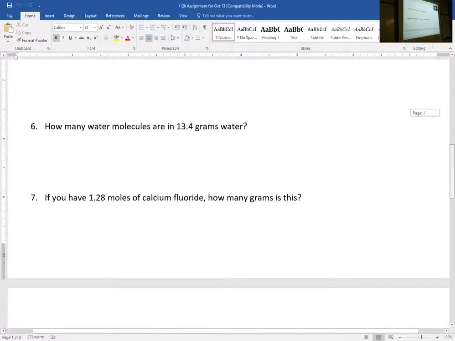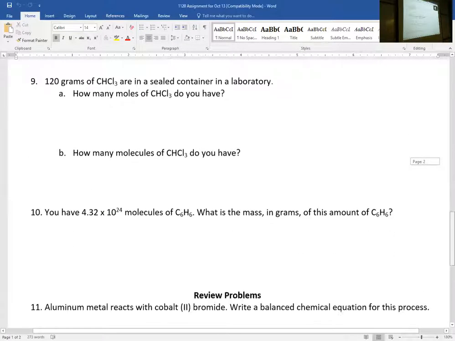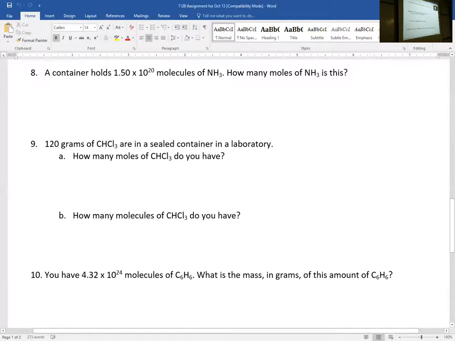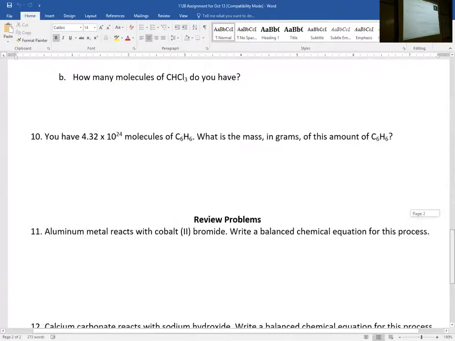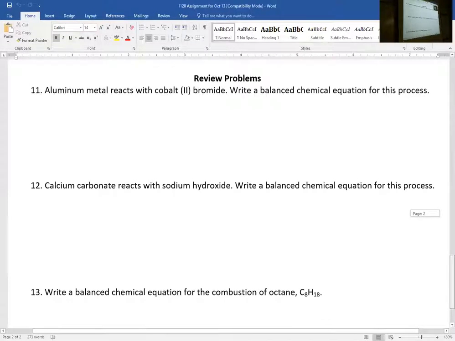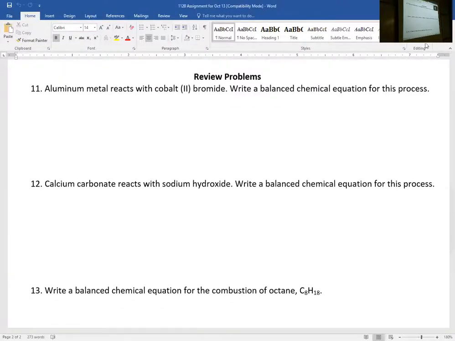There's 6 and 7. Again, pause, try it, then resume when you're ready. And then here are 8, 9, and 10. Pause, then resume when you're ready. And then there are a couple review problems as well on formulas. So pause and then resume when you're ready. Okay.